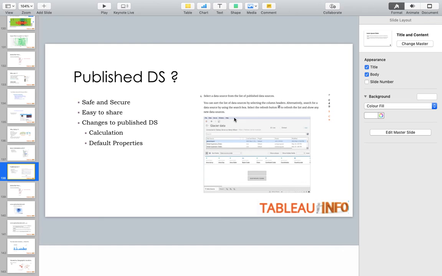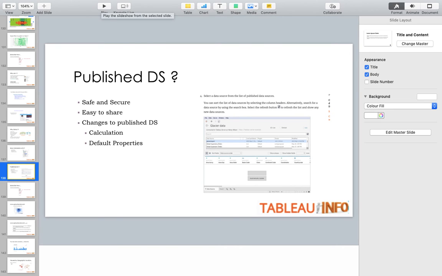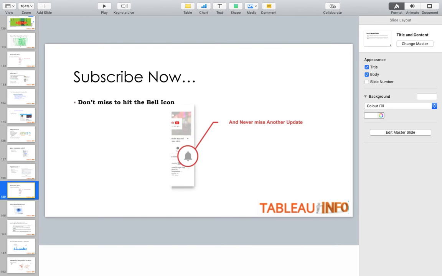It is safe, it is secure, it is easy to share. Whatever changes you have made to the published data source, whether at calculation level or default property level, will be available to everyone. So they can make full advantage of that. That is the advantage of having a published data source.